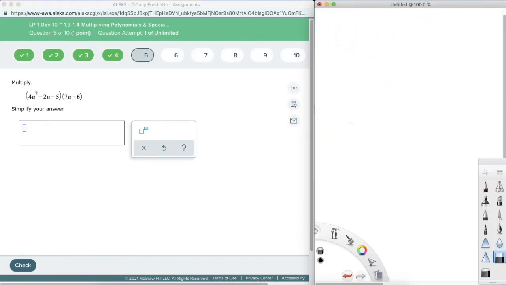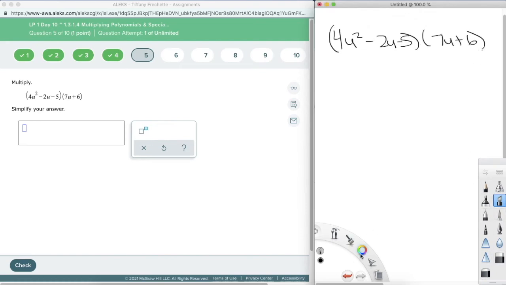All right, if you were using FOIL, so I was using FOIL, but I just wasn't actually saying first, outside, inside, last, but it actually worked out the same way. But now FOIL wouldn't work if you were using that before. Now we have to use something along the lines of what I was doing where I was tracking it.